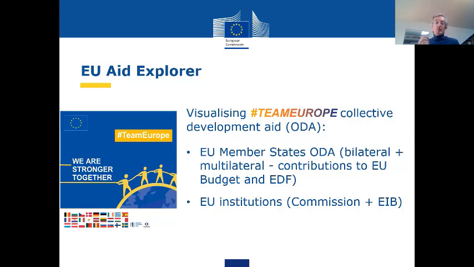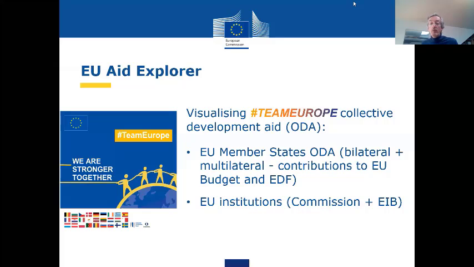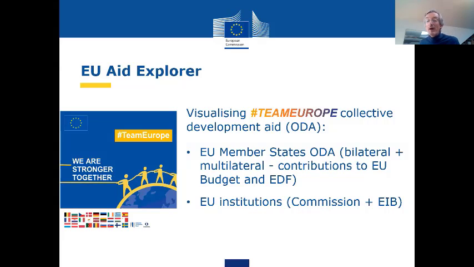Back to the Explorer itself. As I said, it's conceived as a net transparency website. So the purpose is to inform the public about what we now call Team Europe, i.e. EU and member states, development and humanitarian assistance. It's focused on ODA flows. For the EU institutions, we're talking about the Commission and the EIB.